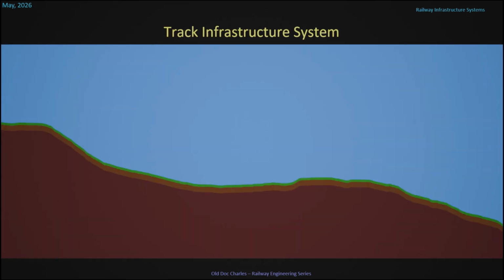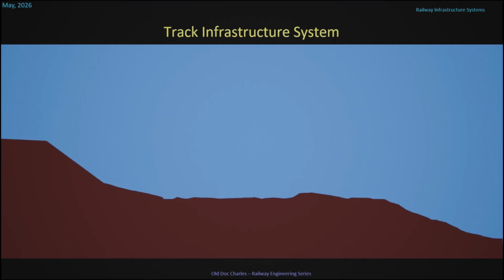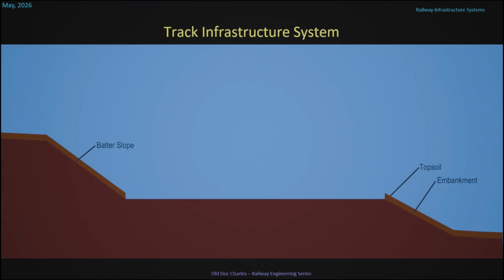Let's look at what the track system consists of. Well, here we have some land, and we need to make a flat spot to put the railway on. We bring in some diggers and some navvies and create the profile for the track. In doing so, we create these artificial slopes. This one is generally referred to as a batter slope, and we call this an embankment. We put some topsoil on these, and then we plant some trees and vegetation to stabilize the slopes.